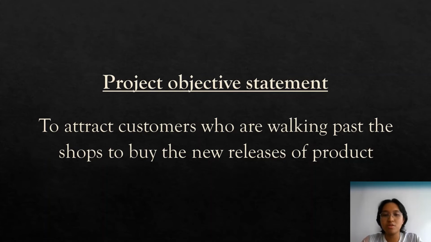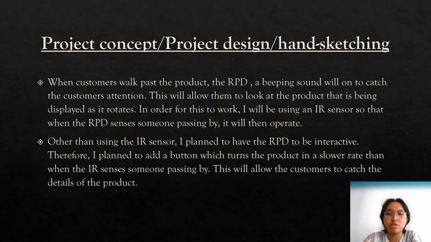Thus leading me to the project objective statement, which is to attract customers who are walking past the shops to buy the new releases of products. My project concept is that when the customers walk past the product, which is the RPD, a beeping sound will turn on to catch the customer's attention. This will allow them to look at the product that's being displayed as it rotates. In order for this to work, I'll be using an IR sensor so that when the RPD senses someone passing by it, it will then operate.